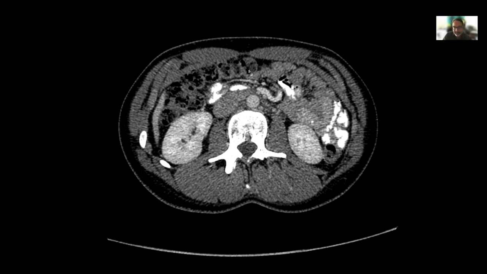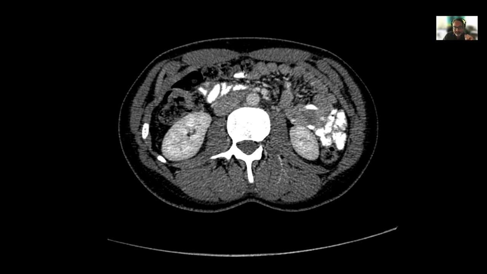So now this is the ilium. All of this is the ilium. Now let me keep taking. No, that's the large bowel, and that's the large bowel.